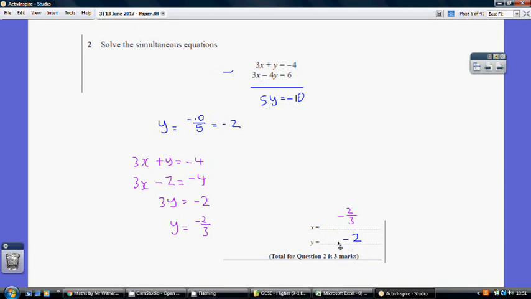Now to work out x, we need to substitute our y value of minus 2 back into one of our two original equations. So I've chosen to substitute it back into the top one, down here. So replacing the y with minus 2, I've got 3x minus 2 equaling minus 4. Add 2 to both sides, I get 3x equaling minus 2. Divide both sides by 3, I get x being minus 2/3.